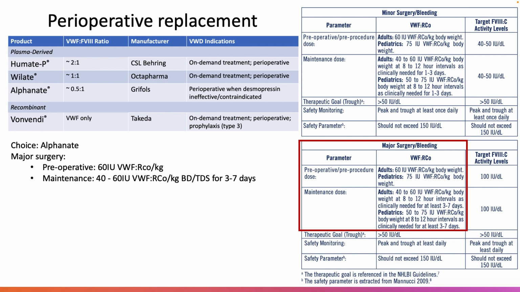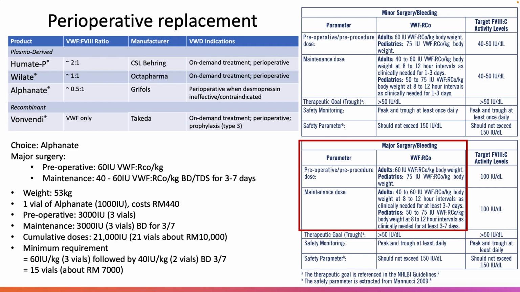So what we need to do is we choose, for example, Alphanate. For major surgery it is mentioned clearly that pre-operatively we need to give 60 units per kg of this Alphanate, followed by the maintenance dose of 40 to 60, either BD or TDS for 3 to 7 days. Okay, for this patient perhaps we can choose TDS for 3 days instead of 7 days, because it's not as major as any intraperitoneal surgery or even any intracranial surgery.